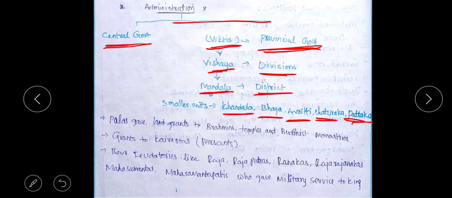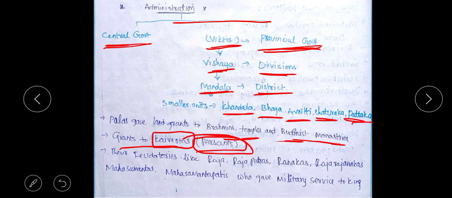Further, we deal with the Palas. The Palas were famous for granting land grants to the people as well as mainly to Buddhist monasteries. These Pala rulers were giving land grants to Brahmins, though they followed Buddhism mainly. We'll deal with the religious system later. Brahmins and Kshatriyas were important people, and Brahmins were given land grants, and temples also were given land grants along with the Buddhist monasteries. We also see land grants to Kaivartas. Kaivartas were peasants or farmers.